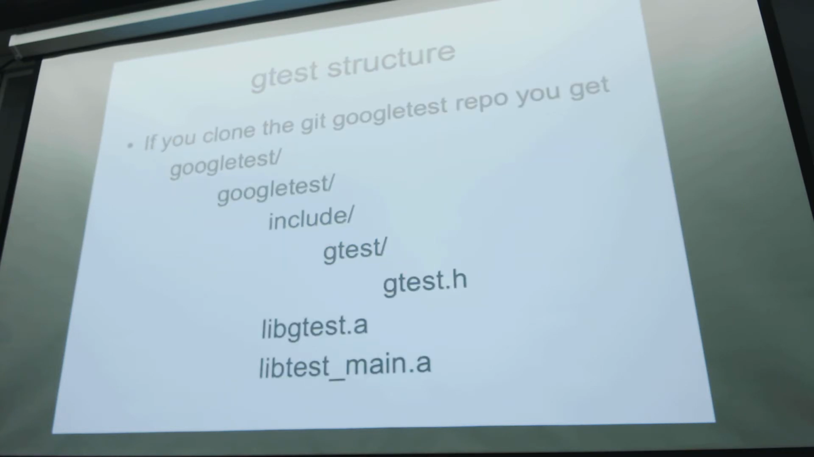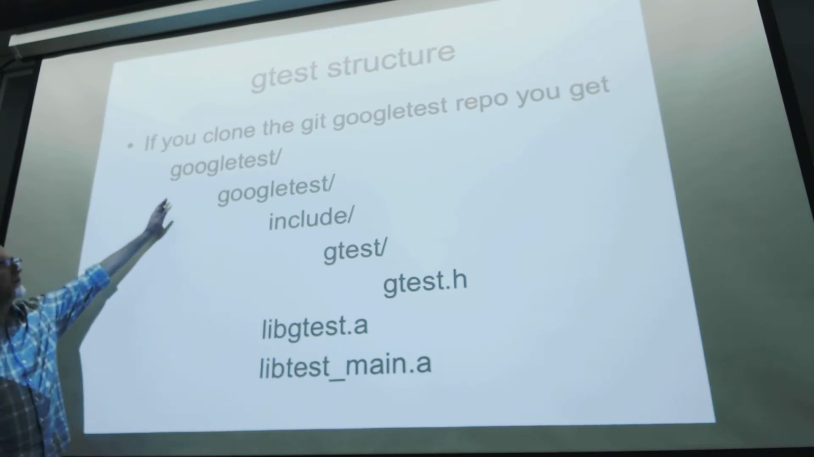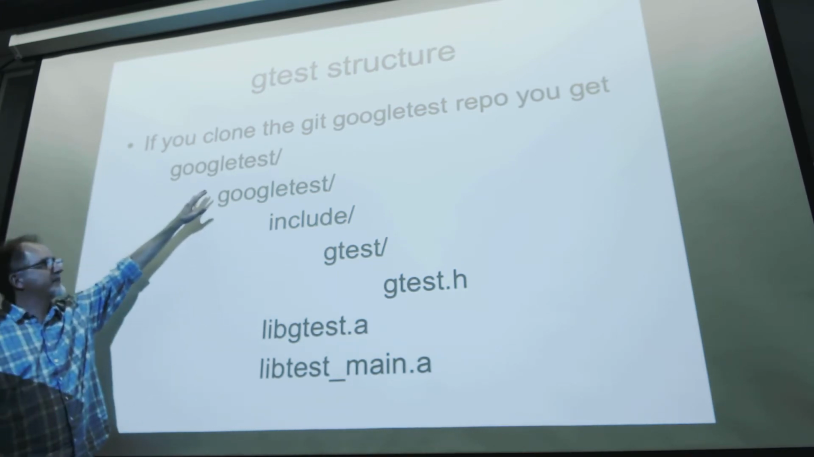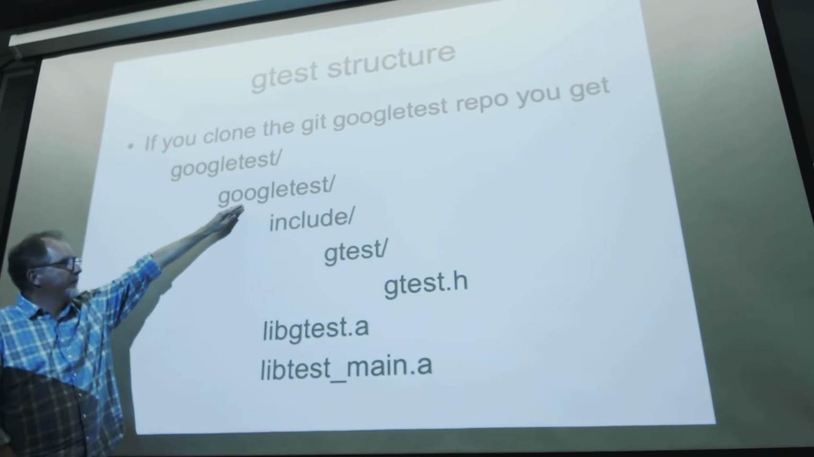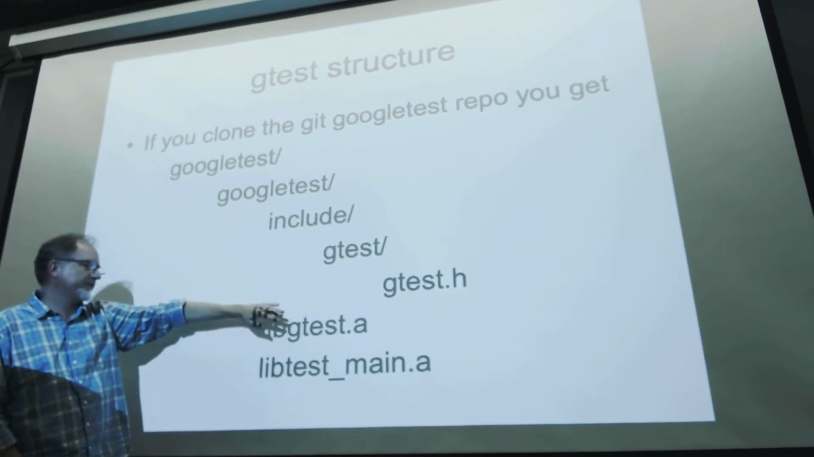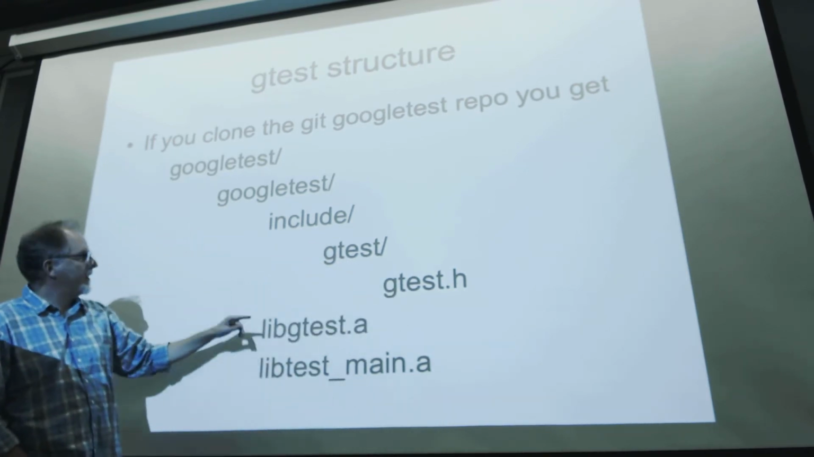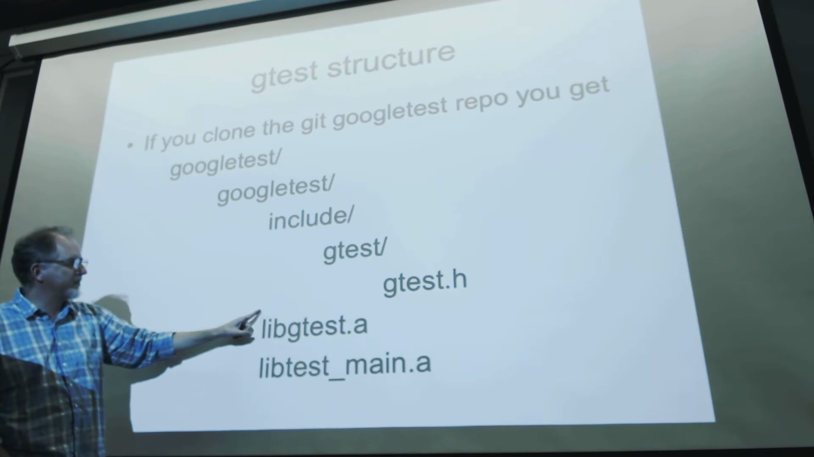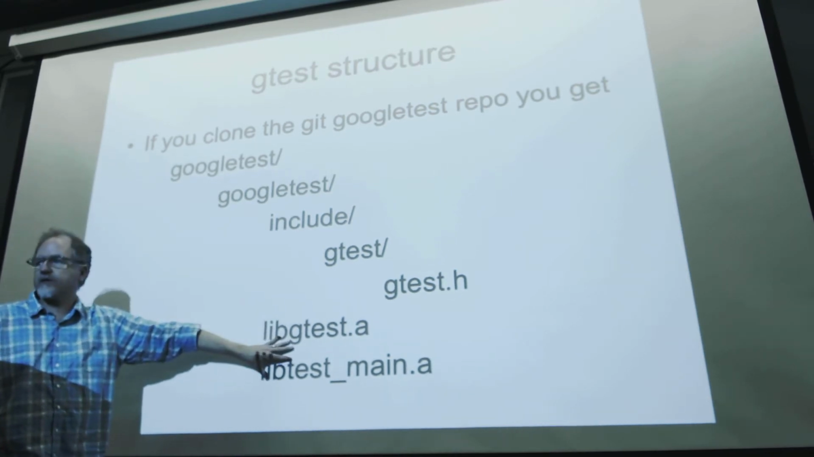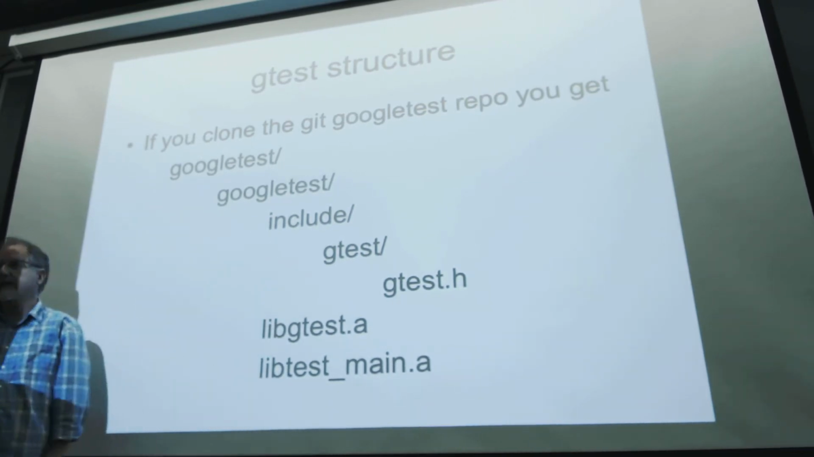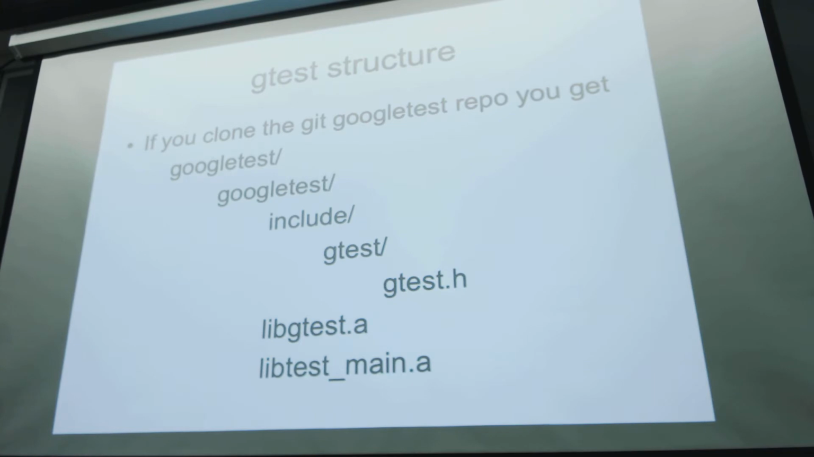The way you get Google Test is you find their repo and you clone it, and you end up with a file structure that looks like this. Somewhat surprisingly, it is googletest/googletest. Inside that there's include, and inside include there's another folder, gtest, and then gtest.h. They just updated this: there's a lib folder now that these libraries are inside. So there's an include folder and a lib folder down inside here. All right.